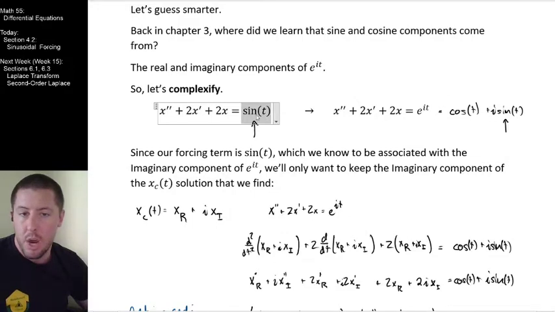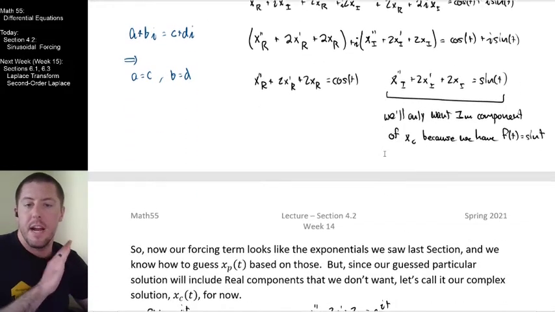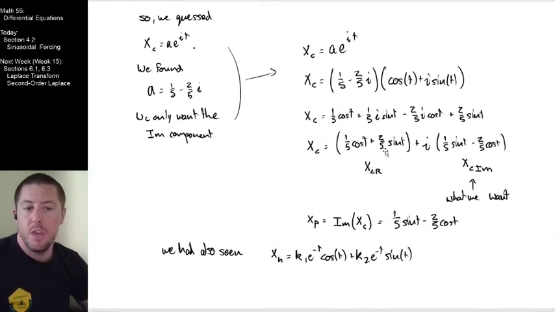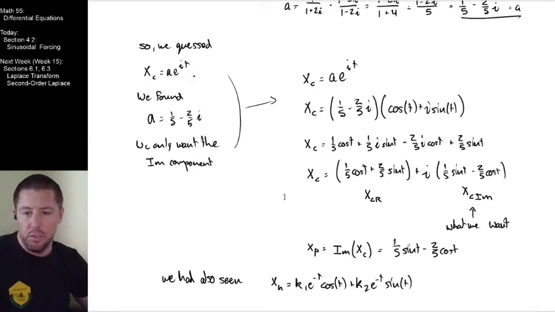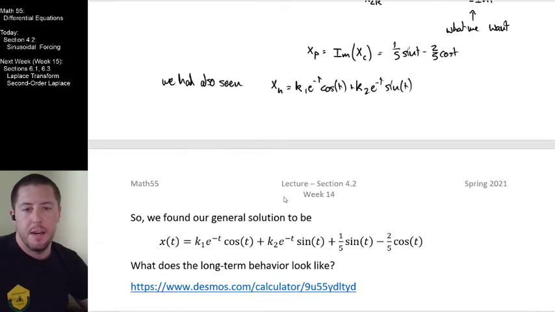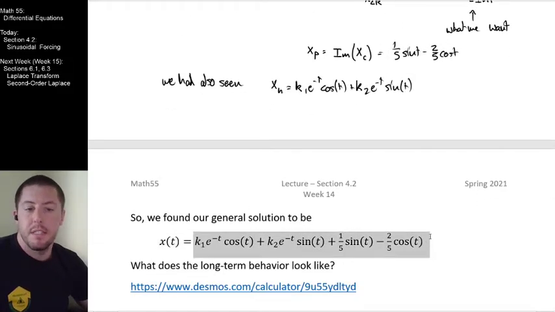Again, if this was cosine t right here, we would have done everything the same, and the only thing that would be different if our forcing function was cosine is we would have kept these components here instead of these components. That's the only difference right there. So this math is the same whether it's sine or cosine. We're just choosing to pick out the parts that are actually related to the problem that we were originally given right there. So we can find our general solution to be the sum of the homogeneous plus the particular.